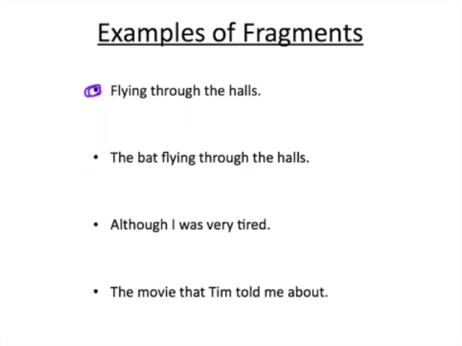Flying through the halls. That's one of those that's just a verbal phrase by itself, right? We can't really say if it's a gerund or a participle because it's out of the context of a complete sentence. But it doesn't work just by itself. Here's an example of a noun followed by a phrase: bat flying through the halls. We have a noun, but flying is not a complete verb. So we can't say that the bat is flying because it's not a fully conjugated verb. It's just a participle.